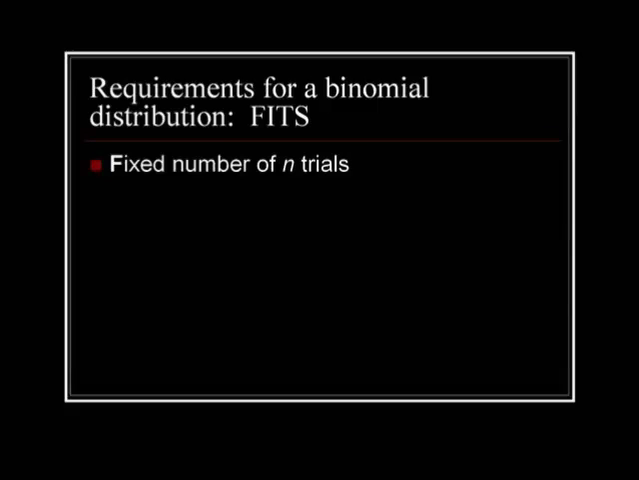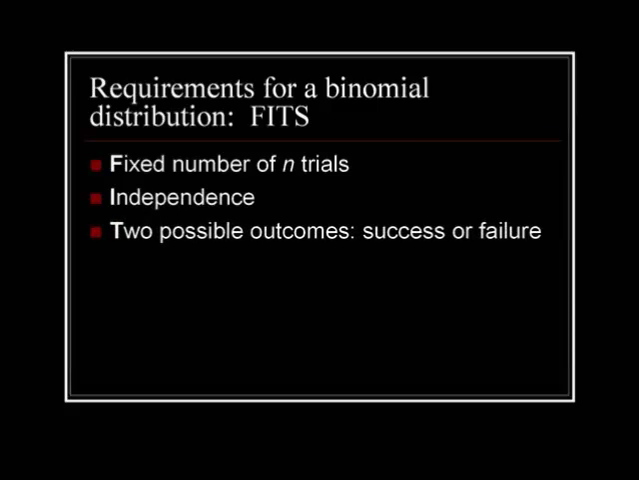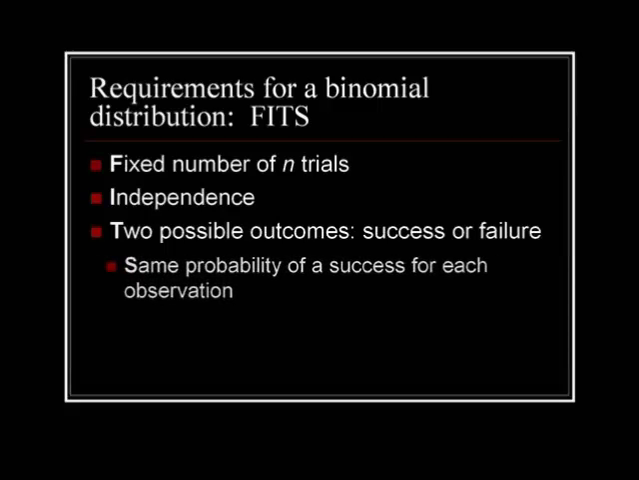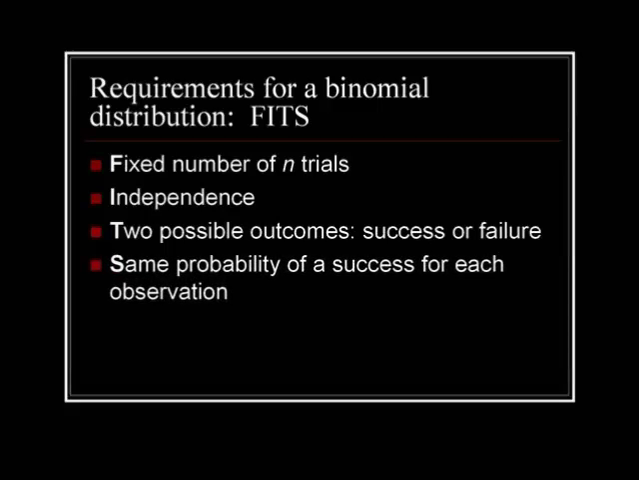There have to be a fixed number of trials. Have to have independence. That means what happens on one trial doesn't affect what happens in the next. Two possible outcomes. It's a binomial. And you get success or failure, yes or no, male or female, defective, non-defective, and so on. And the same probability of a success for each observation.